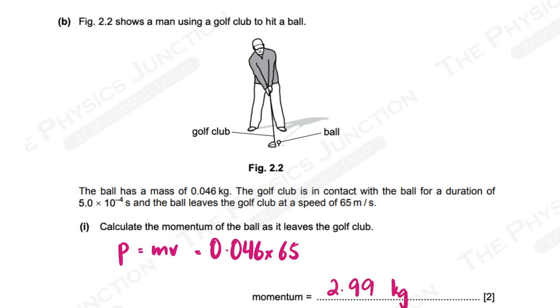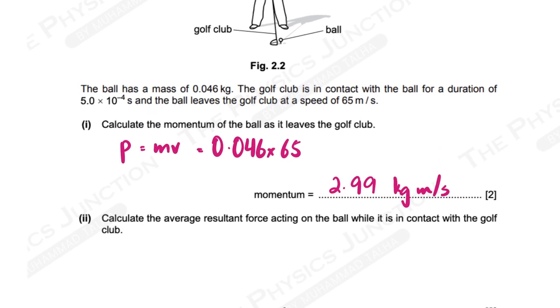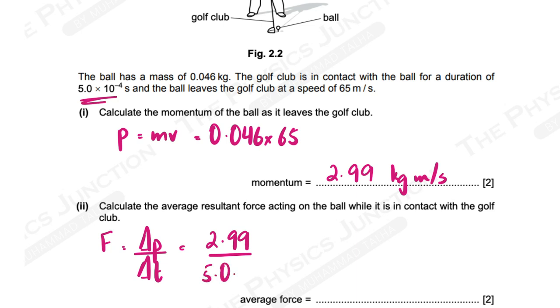Again, units are missing, so kg meter per second or Newton second. Or if you were to write this to 2SF, which I'm pretty sure is what would have been done in the mark scheme, this would be 3.0 kg meters per second. Average resultant force, using the definition of force, I got the change in momentum from the previous part. The time in contact is given as 5.0 times 10 to the negative 4, and you find the force, which is 5980. Again, this is a force, so this is newtons.